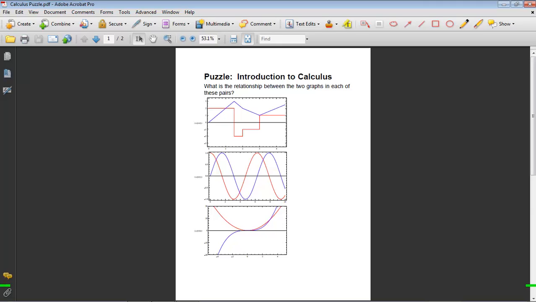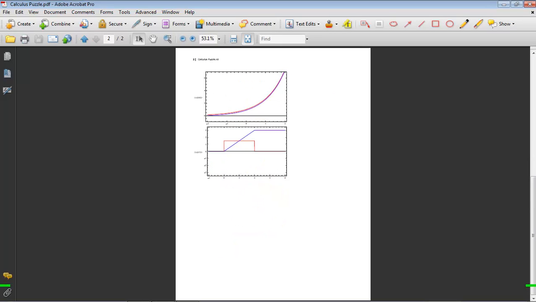Okay. Now, if you like puzzles, here I'll show you the next 2 examples. If you like puzzles, I hope you pause this and try to figure it out on your own. I'm going to walk you through it.